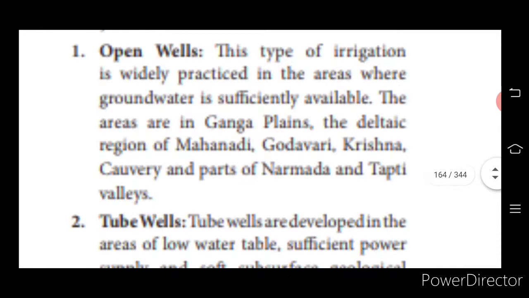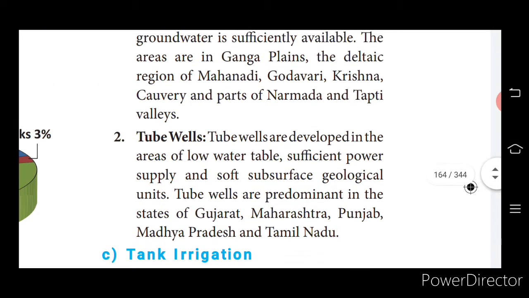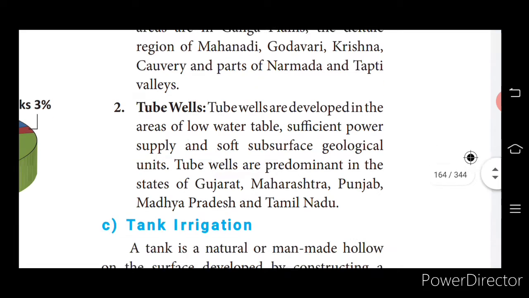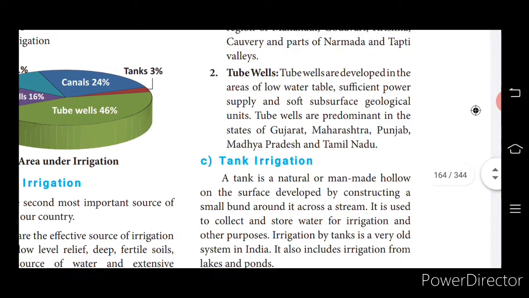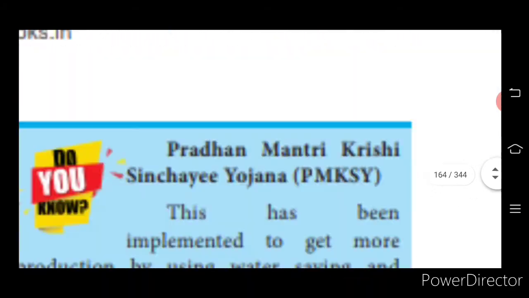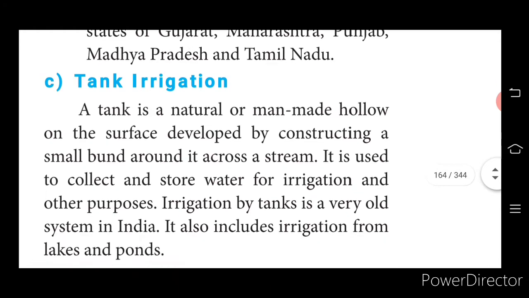Okay. Open wells, you know, from the word itself we can understand. Now tube wells are developed in the areas of low water table, sufficient power supply and soft subsurface geological units. Tube wells are predominant in the states of Gujarat, Maharashtra, Punjab. Okay, so tube wells are named from the tube, from the wells through the tubes the water has been irrigated. Now coming to the tank irrigation.